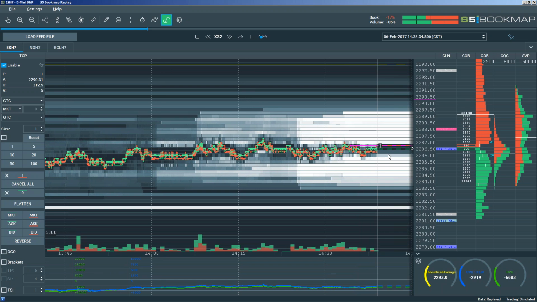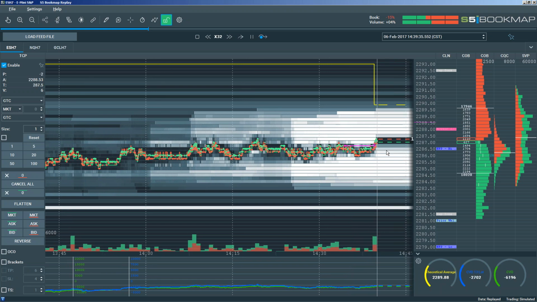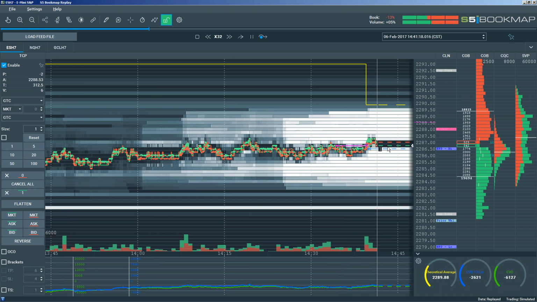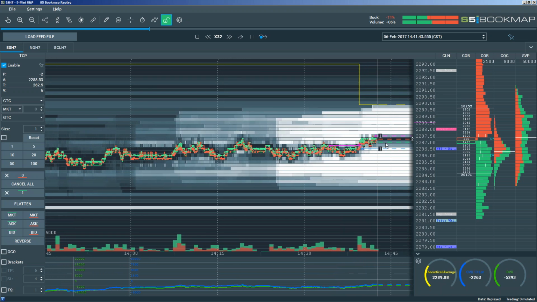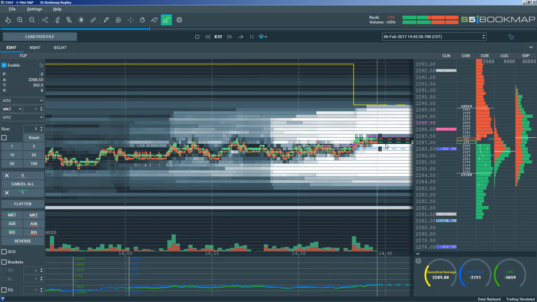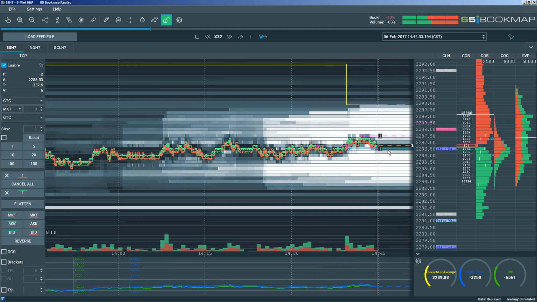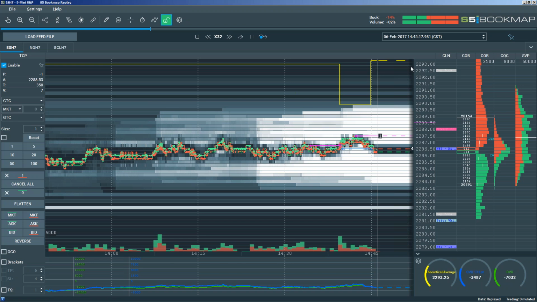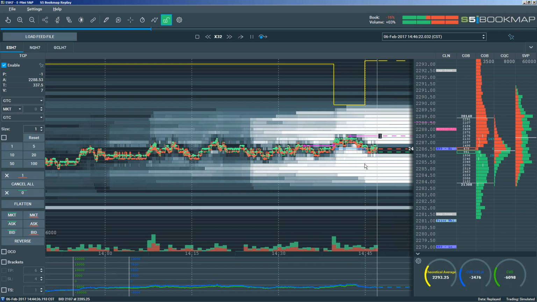Market likes to pop on the close. See how the theoretical average moved down? Okay, so let's add. As soon as the bid is filled, see how the theoretical average now gained a tick because I made a tick.